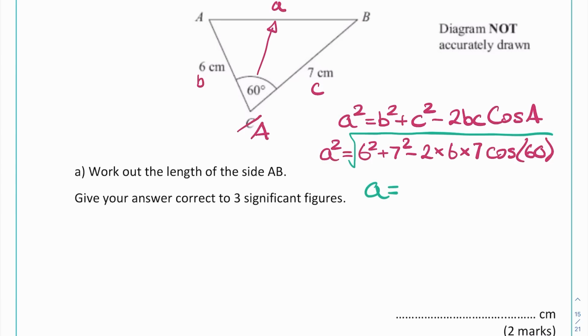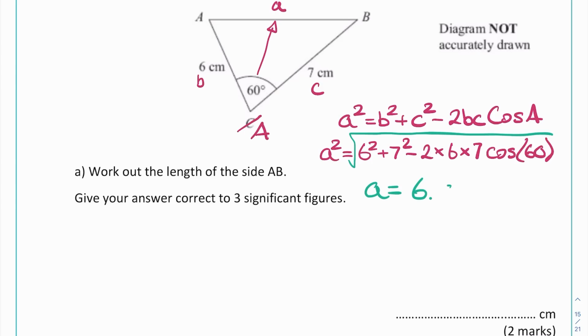We want the value of a, so I tend to type it all underneath the square root just to save myself a bit of time. Or you can type it in and then just press square root your answer. So 6 squared plus 7 squared minus 2 times 6 times 7 times cos 60. Press equals, and that's given me an answer.